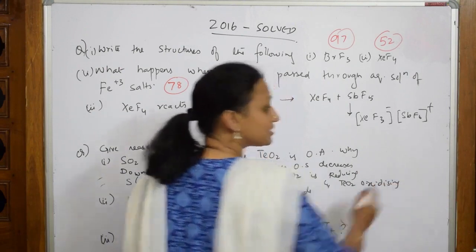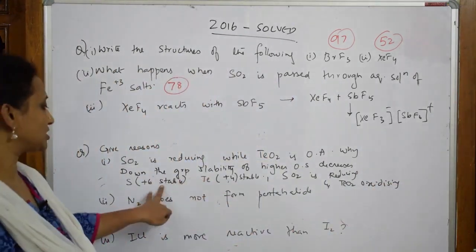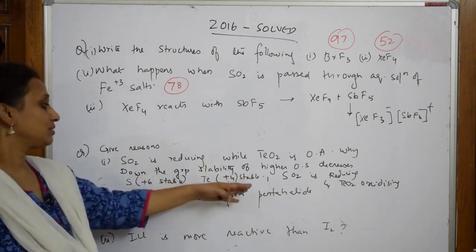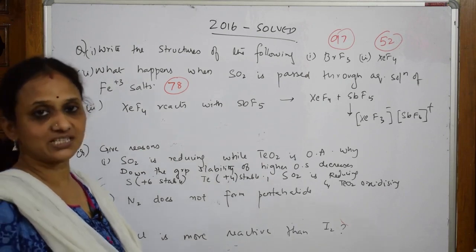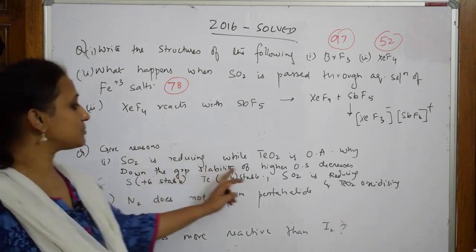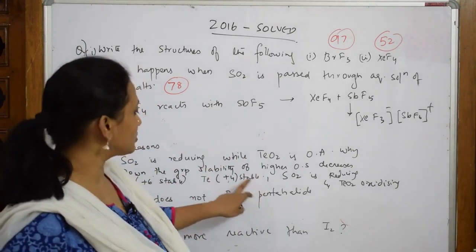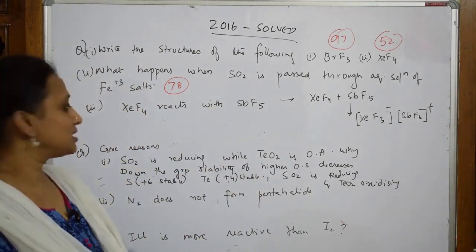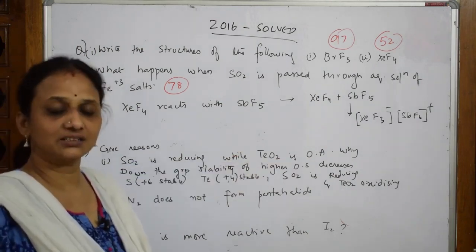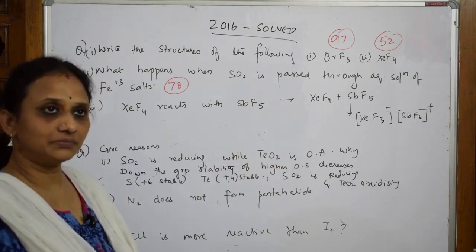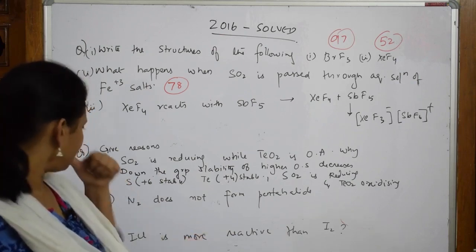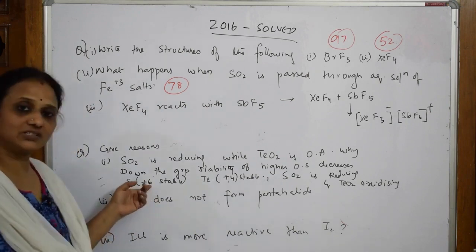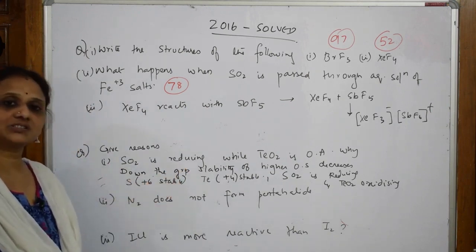So simple. Whichever has higher oxidation state, that means it has lost electrons, 6 electrons. When it is losing electrons, reducing nature. Here compared to 6, 4 is less, so it is oxidizing in nature. So write this down. Down the group, stability of higher oxidation state decreases, means lower oxidation states are more stable. It will not tend to lose electrons. If it is not losing electrons, it is oxidizing. So remember, higher oxidation state is reducing, lower oxidation state is oxidizing.